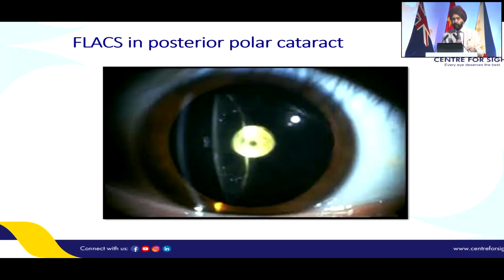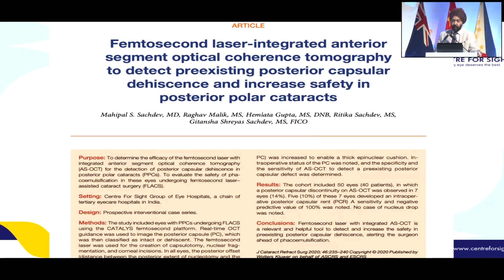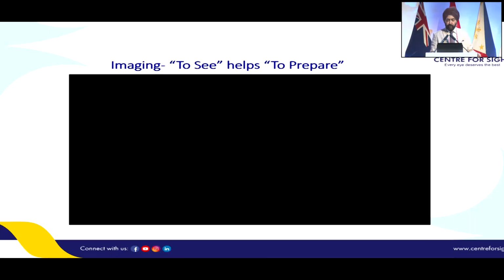So let's come to the first challenging situation, and that is the posterior polar cataract. Let me just tell you that in posterior polar cataract, ever since we switched over to femtolaser assisted cataract surgery, we have not had any nucleus drop, and I'll tell you why. This is the paper that we published in the Journal of Cataract and Refractive Surgery, wherein we have said that the in vivo image that you get on the OCT of the femtolaser helps you actually delineate whether there is a pre-existing posterior capsular defect or not, and then plan your surgery accordingly.